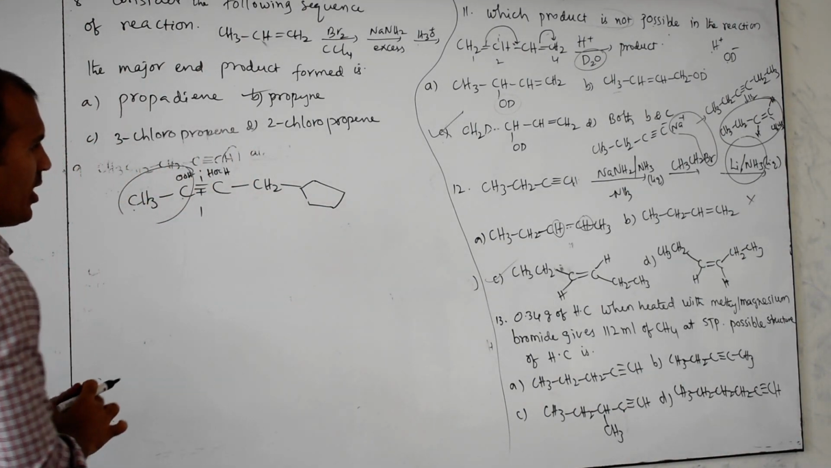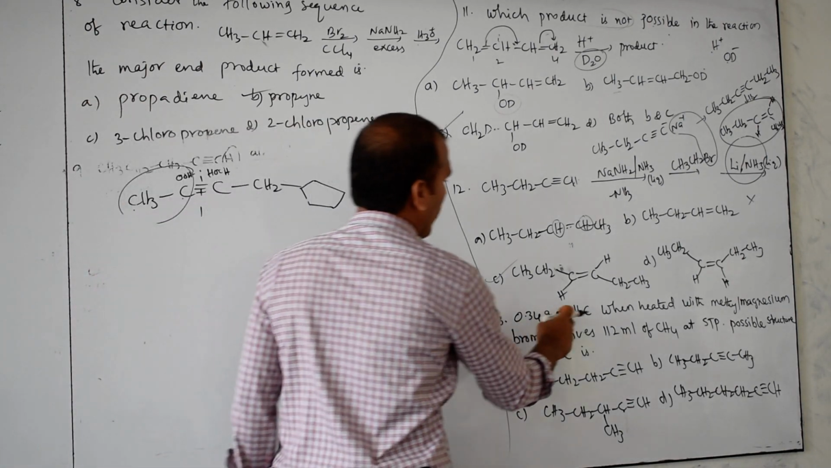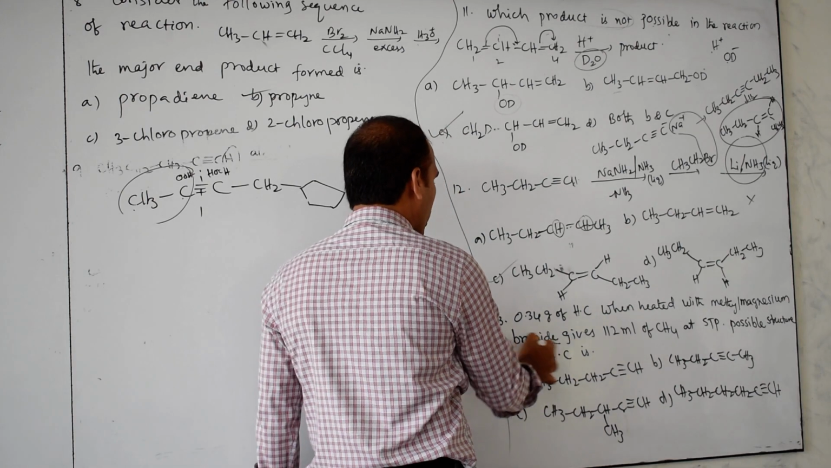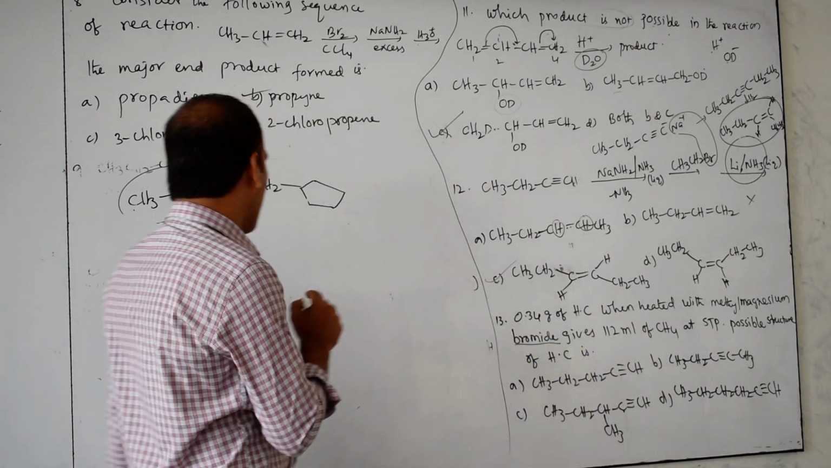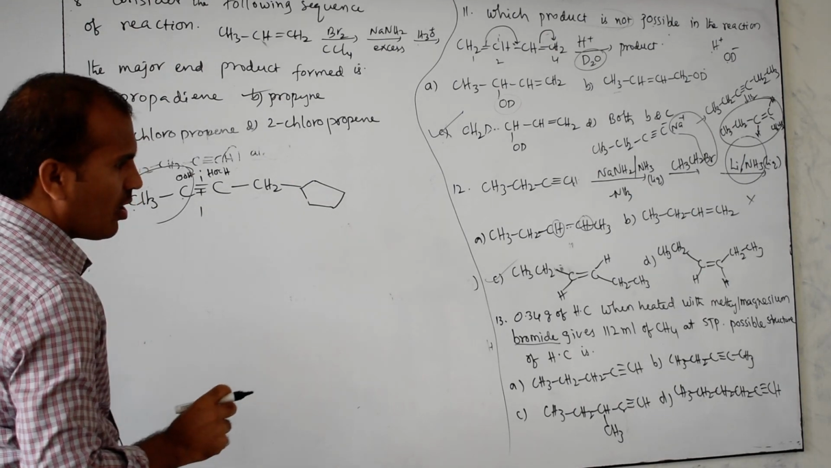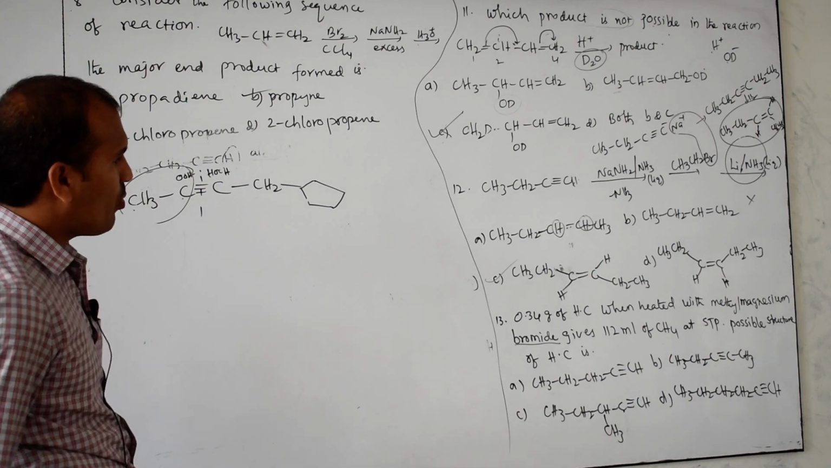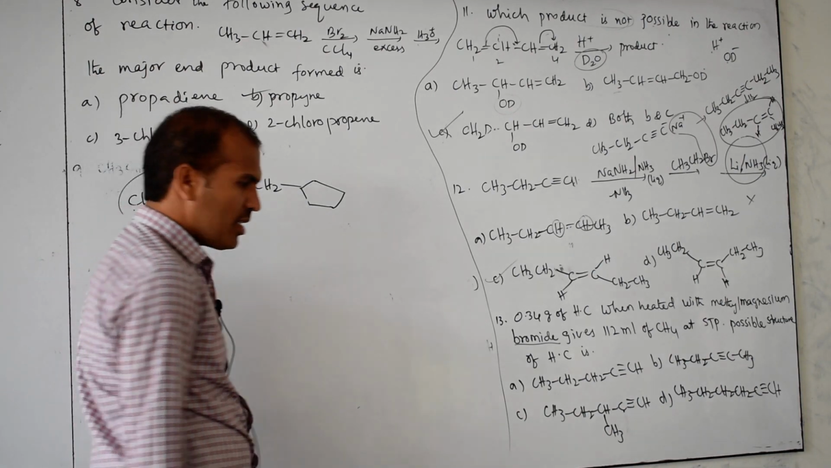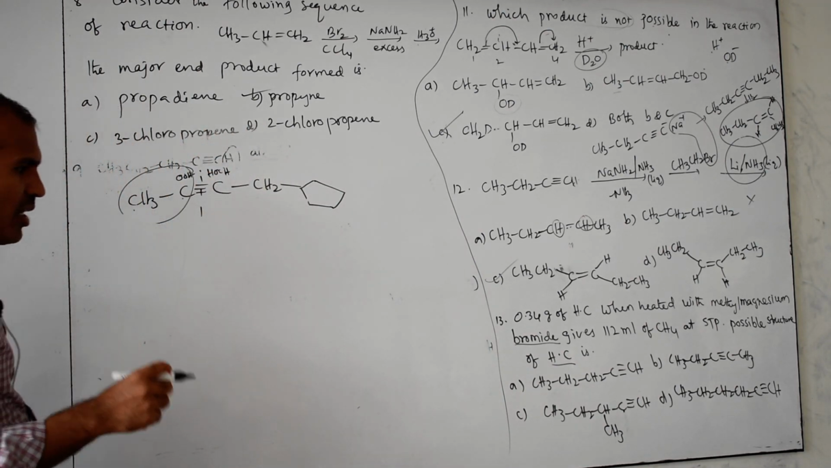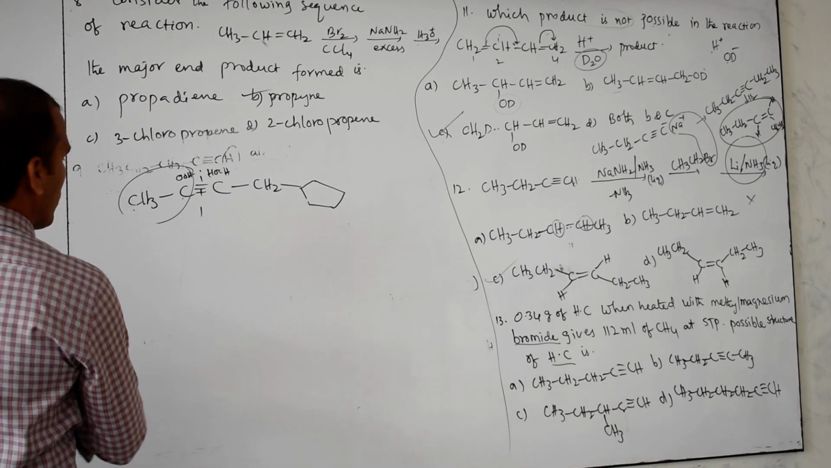See, 0.34 gram of hydrocarbon, when heated with methyl magnesium bromide. Methyl magnesium bromide means, already I told you, that is Grignard reagent, okay, gives 112 milliliter of methane at STP. The possible structure of the hydrocarbon is asked. So first I will check one option. There is no other possibility here. We have to check options only. The first option, what have they given?